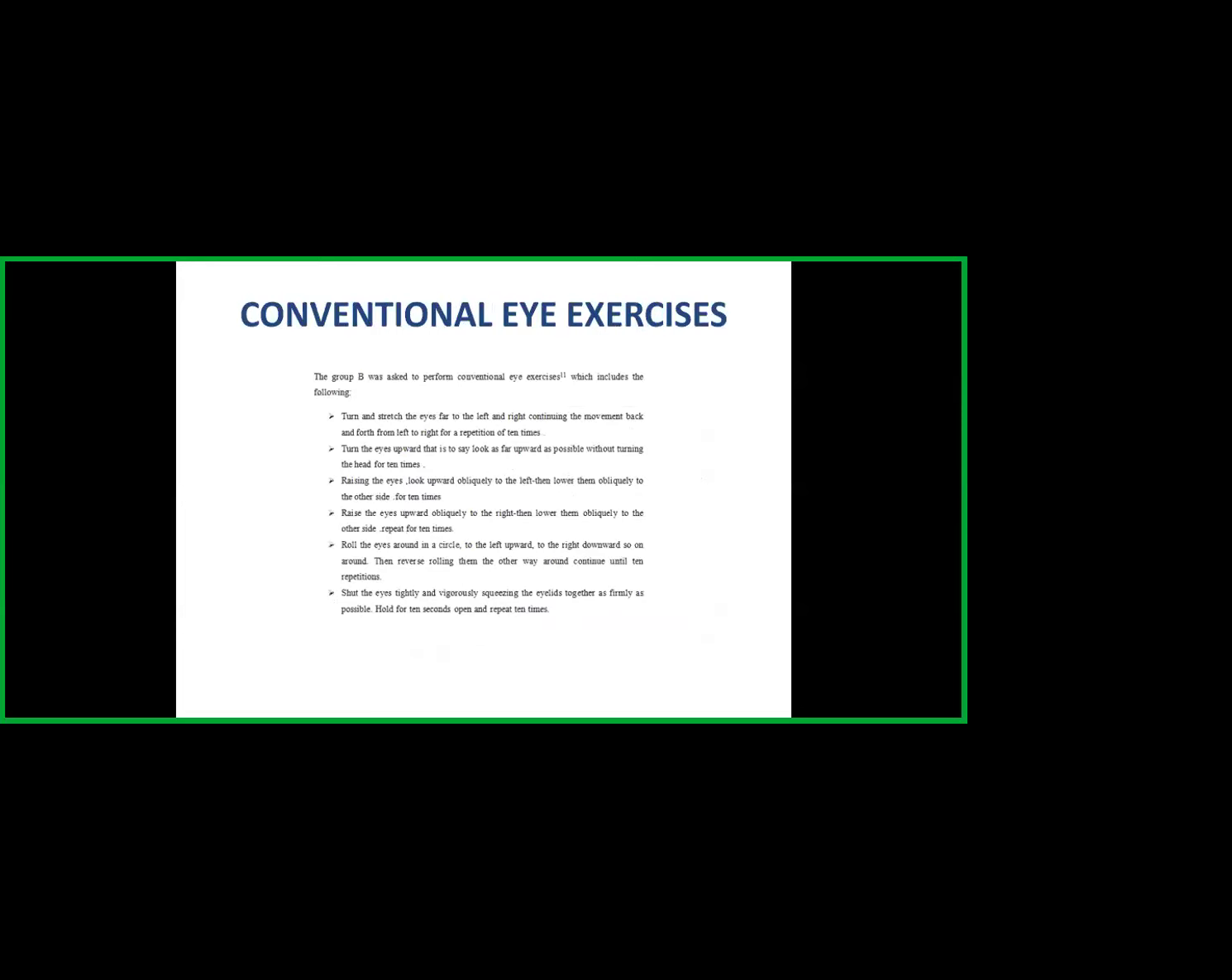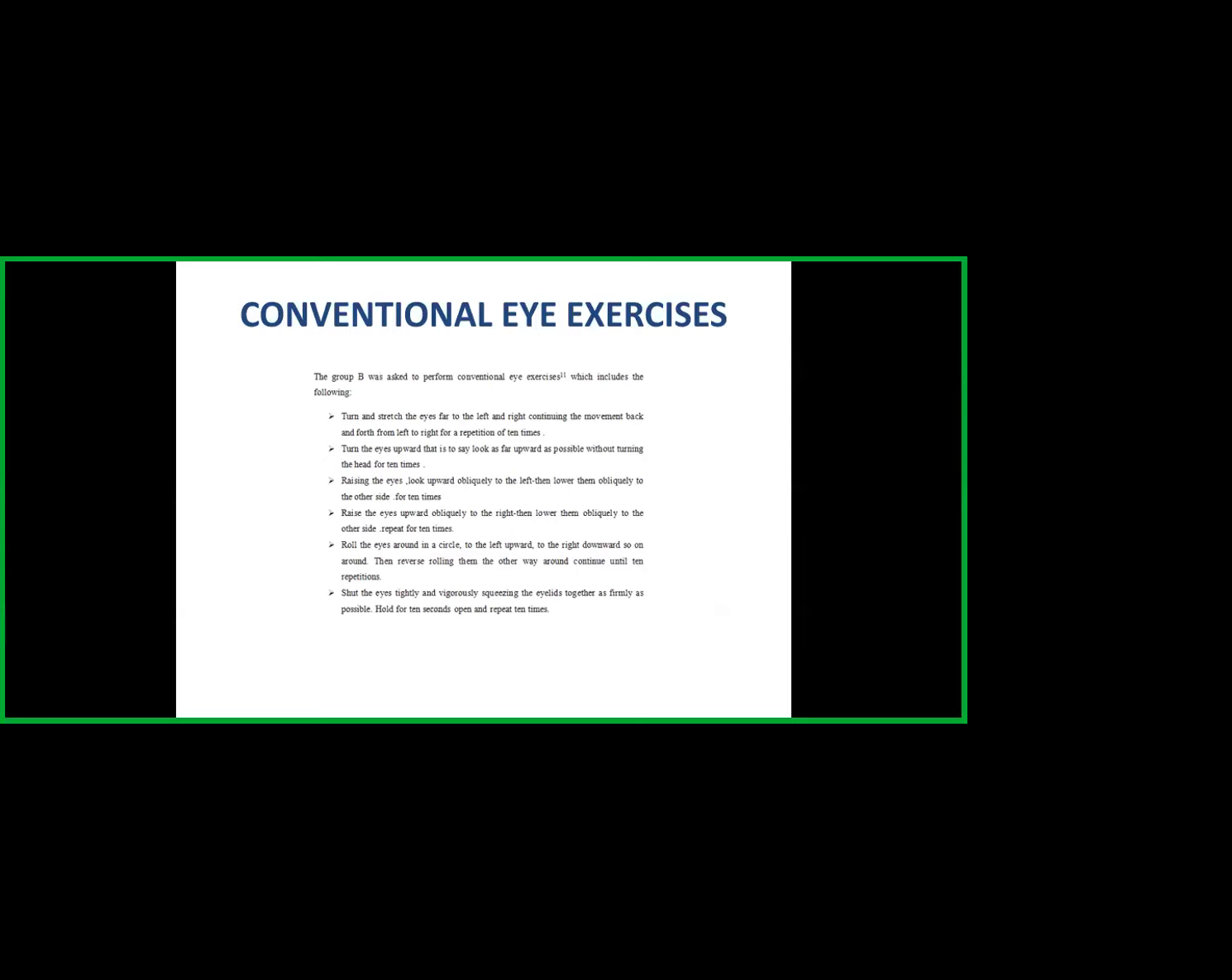Next one is conventional eye exercise. Conventional eye exercises are traditionally practiced exercises. They are: turn and stretch the eyes far to left, right, left and right, continuing the movement back and forth from left to right for a repetition of 10 times. Turn the eyes upward or turn the head 10 times. Then raise the eyes, looking up around in a circle, shut eyelids.